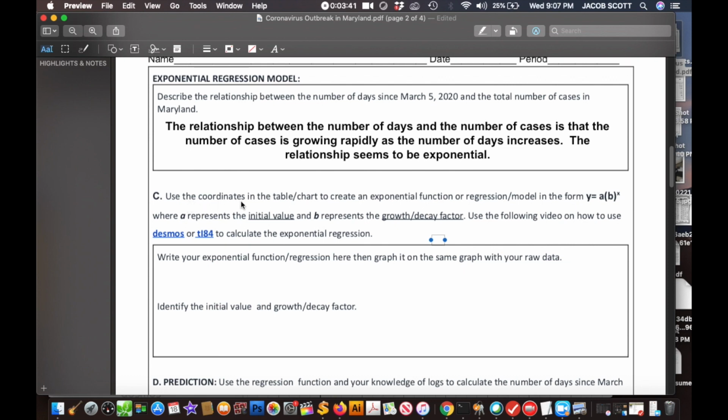All right, use the coordinates in the table to create an exponential function or regression model in the form y equals a times b to the x, where a represents the initial value and b represents the growth or decay rate. Use the following video. Well, you guys don't know that. Need to look at the video because you already know how to do it. Okay? And we came up with the equation.